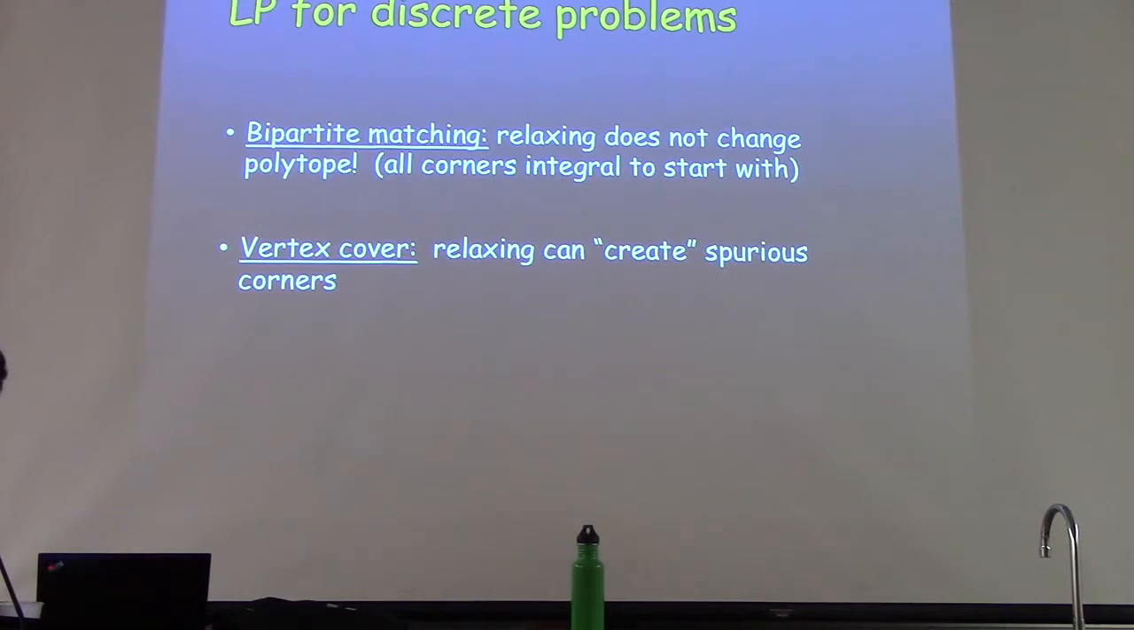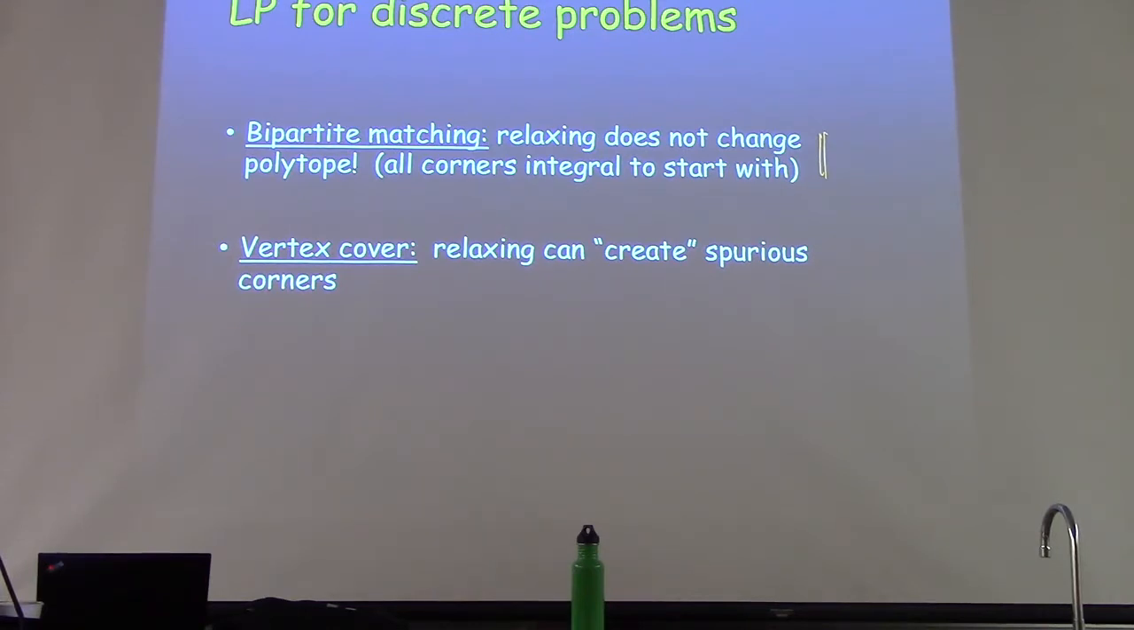And we saw two examples. In the case of bipartite matching, what I mentioned last time was that replacing these 0-1 constraints by inequalities does not change the polytope. This was a non-trivial fact. We didn't prove it, but you will be led through the proof in the homework this time.